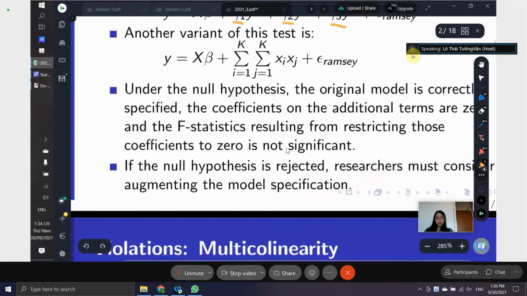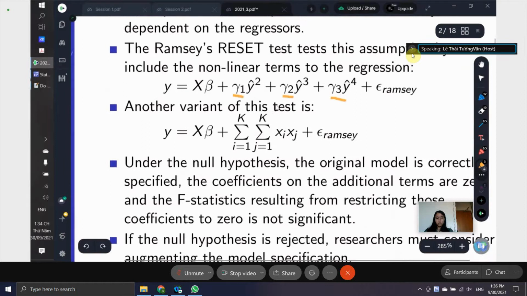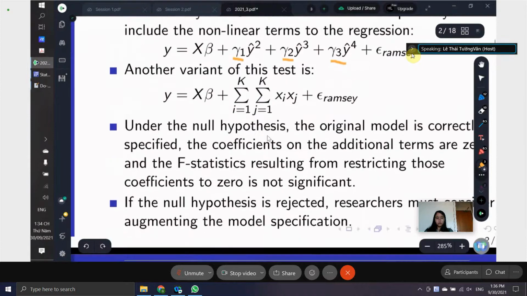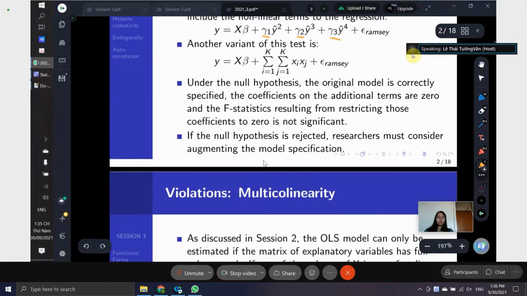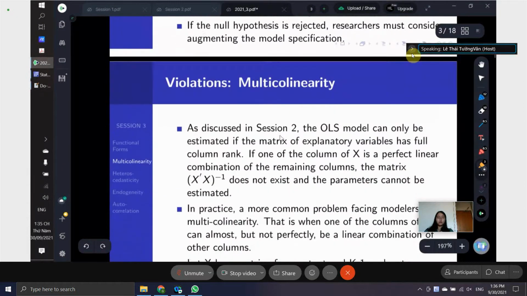If they are all 0, the model does not show any nonlinearity problem. If the test is rejected, then we have to reconsider the model that we are considering. Under the null hypothesis, the original model is correctly specified. The coefficients on the additional terms are 0, and the F statistic resulting from restricting those coefficients to 0 is not significant. If the null hypothesis is rejected, researchers must consider augmenting the model specification.